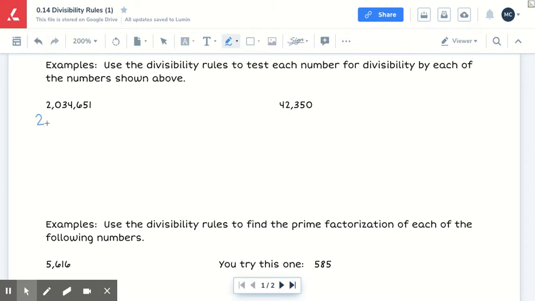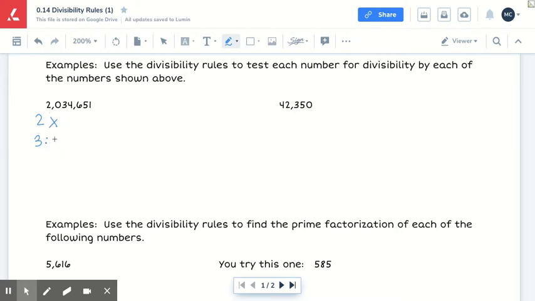And for 2, the rule was to look at the last digit. And if that last digit is 0, 2, 4, 6, or 8, then it's divisible by 2. Last digit on this one is a 1, so it is not divisible by 2. Next, I'll try 3. So to see if it's divisible by 3, I'm going to sum the digits of the number.